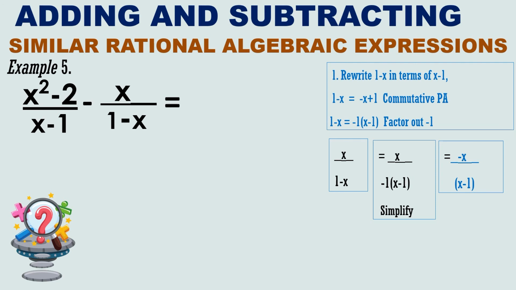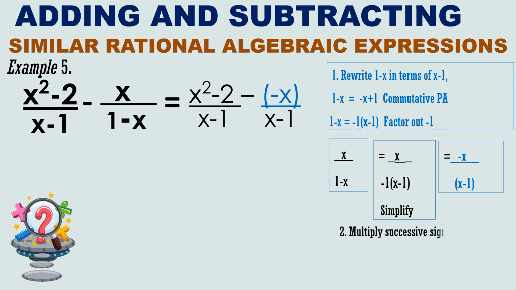And then, what are we going to do next? We're going to collect the numerators. So we have x squared minus 2 minus negative x over the common denominator, which is x minus 1. So next, we're going to multiply successive signs. Negative times negative x is positive x. So we have now x squared minus 2 plus x over the common denominator, which is x minus 1.